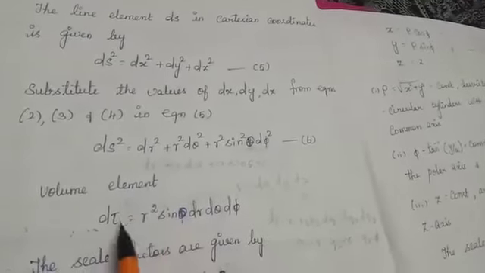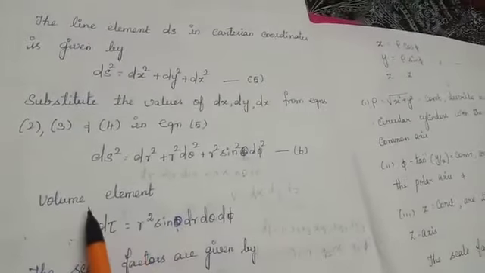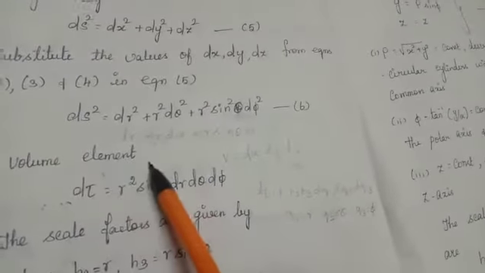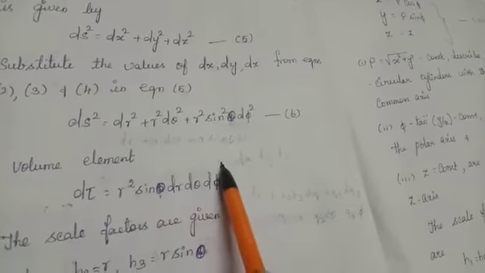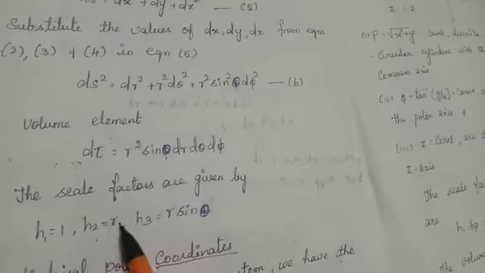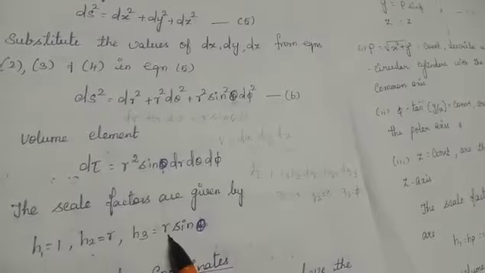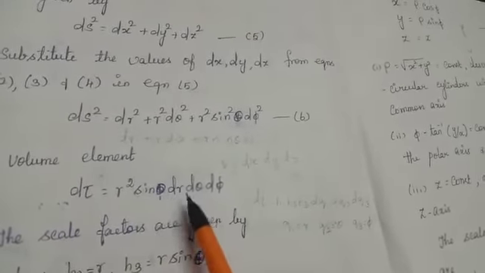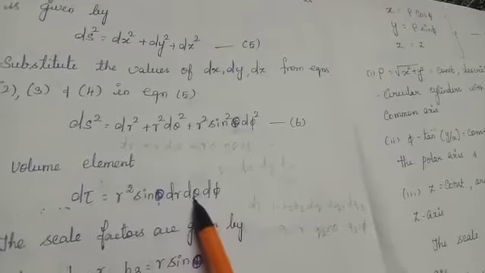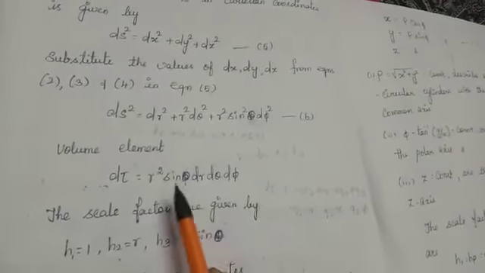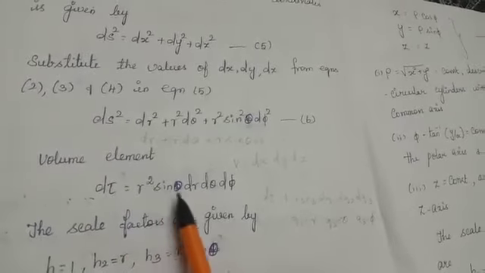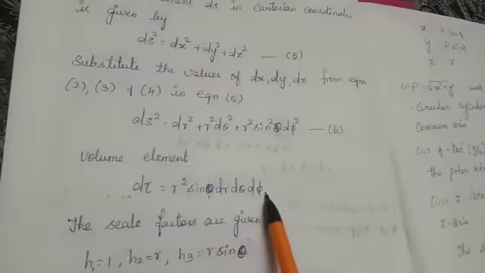We know the volume element d tau or dv in Cartesian coordinates is dx dy dz, but in an orthogonal coordinate system d tau equals h1 h2 h3 dq1 dq2 dq3. Here h1 equal to 1, h2 equal to r, h3 equal to r sin theta, with q1 equal to r, dq2 equal to d theta, and dq3 equal to d phi. These h1, h2, h3 are the scale factors, and the volume element equals r square sin theta dr d theta d phi.